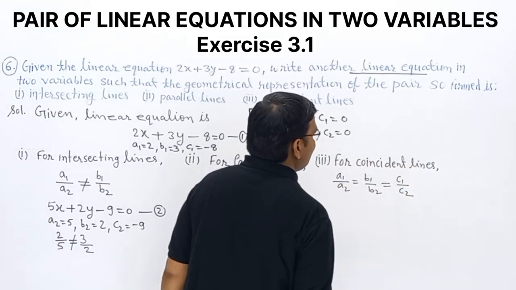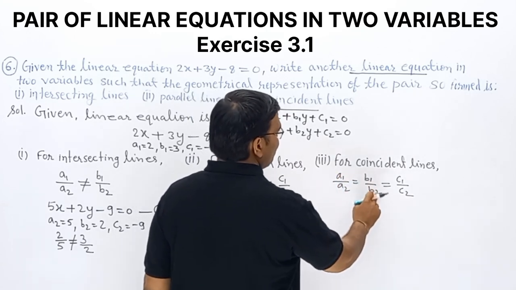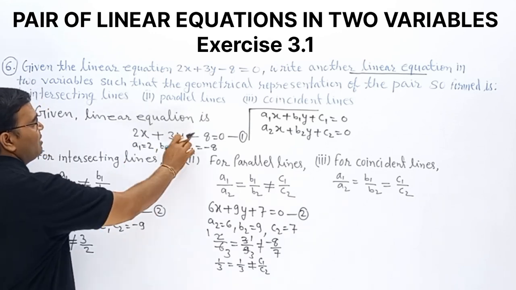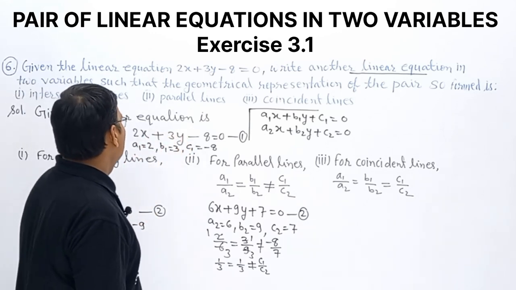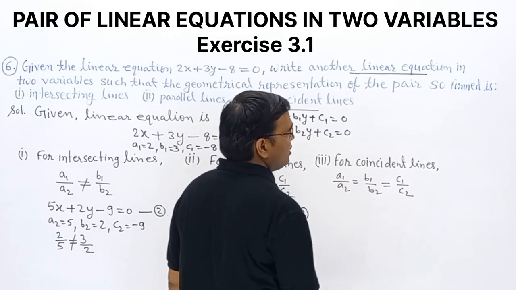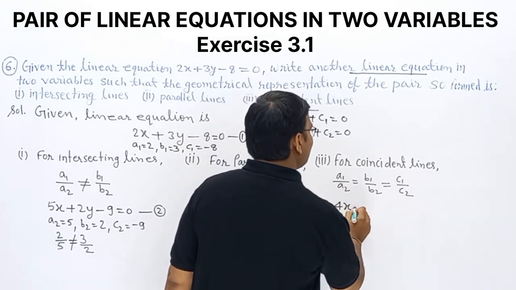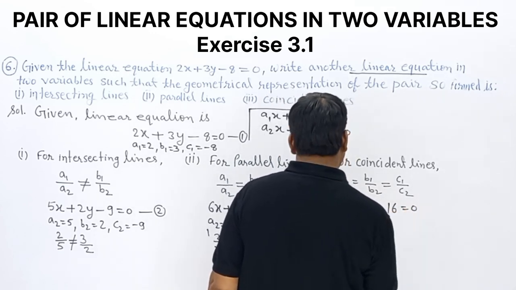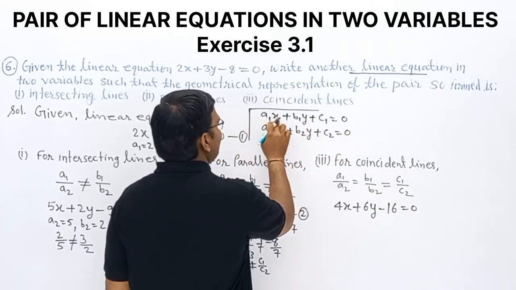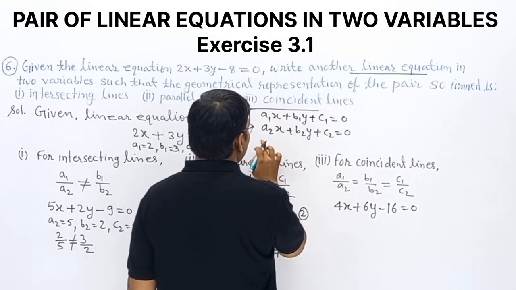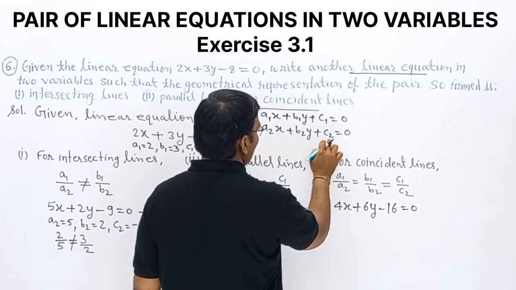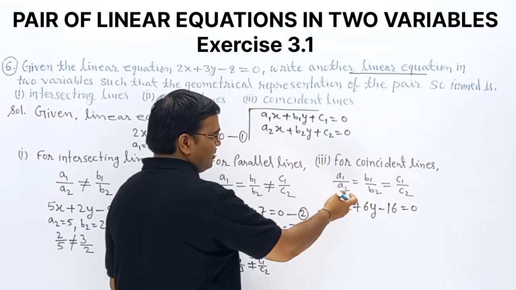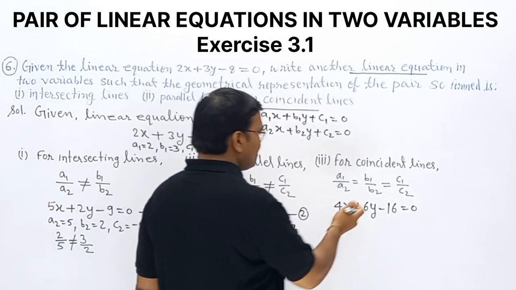Now for the coincident line, we know a1 upon a2 should be equal to b1 upon b2 equal to c1 upon c2. So now we are writing a linear equation in two variables. How do we want the ratios? Equal. So I am writing 4x plus 6y minus 16 equal to 0. Comparing with the general form, a1x plus b1y plus c1 is one equation and the other is a2x plus b2y plus c2. The first one is given in the question, but we want this one, so we are writing this. Now I am checking whether this is correct or not.